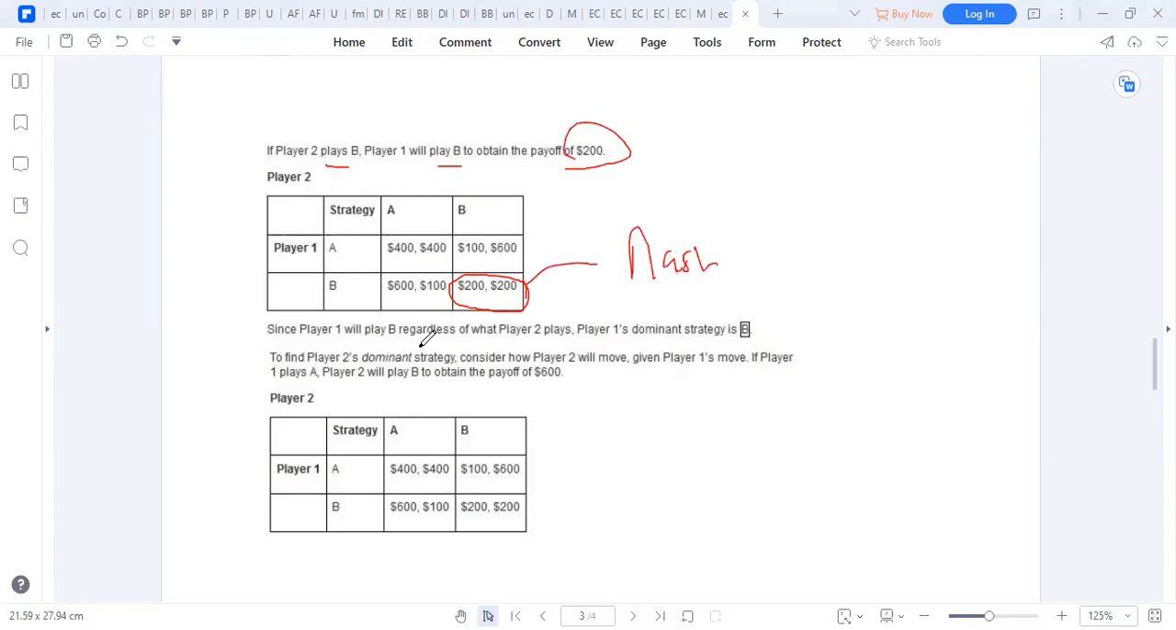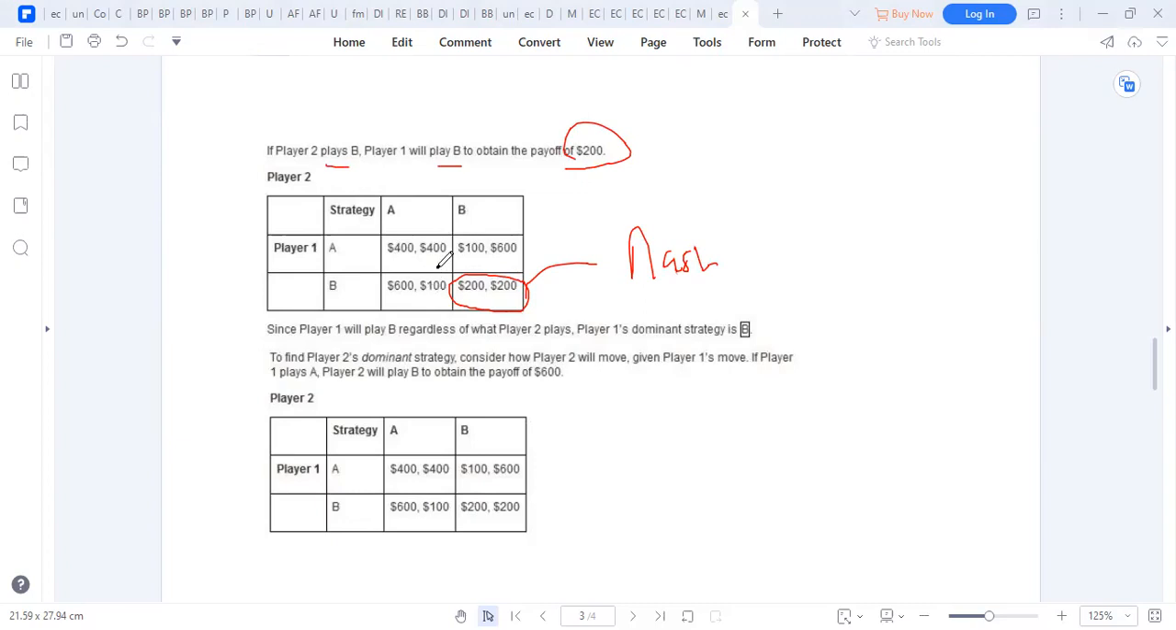So since player 1 will play B regardless of what this player will take, if they're going to get B and this one gets a B, this will be a dominant. The highest it could make is 200. So to find player 2's dominant, we need to consider player 1's move.